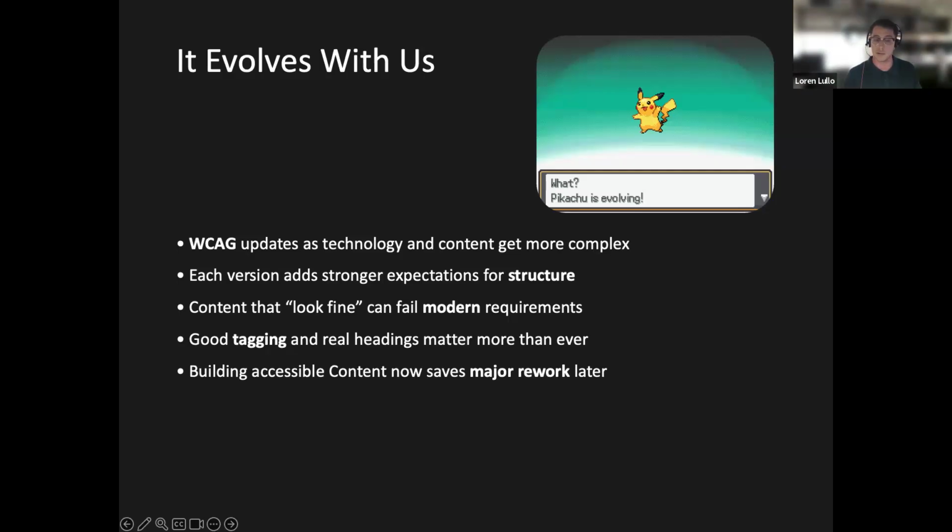And like we've seen, content that looks fine can fail modern requirements. It's not all what we see, it's how technology sees things as well. So we always have to be mindful of that. Okay, I'm going to move along from here.